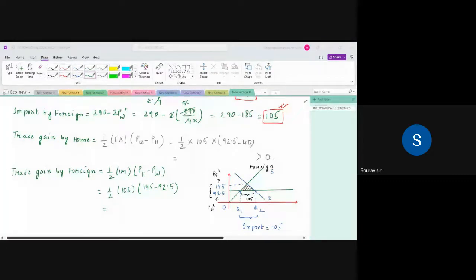So this is also positive. That means if there is trade occurring between these two countries, both countries are getting better off as compared to the closed economy situation. So that's the idea of trade being gainful for both parties. It is not only the people who are exporting who will be better off.